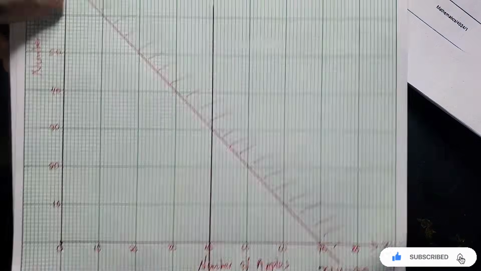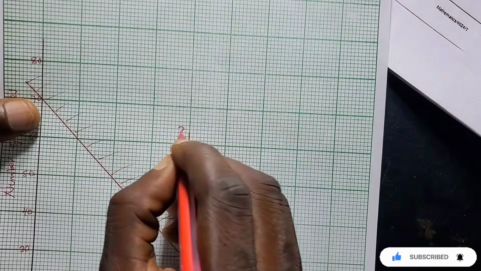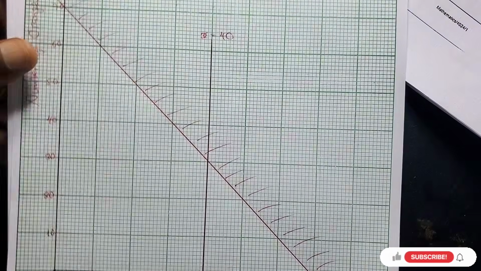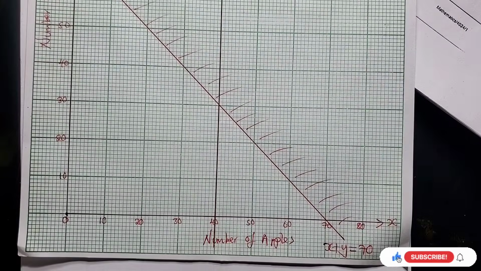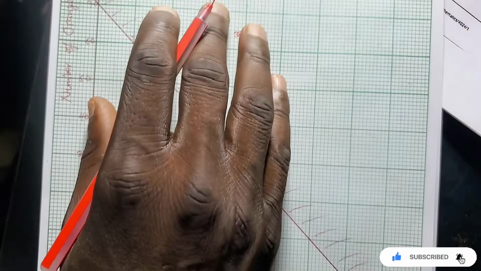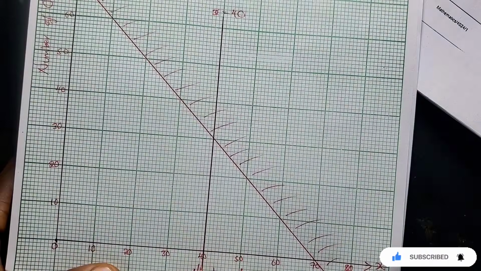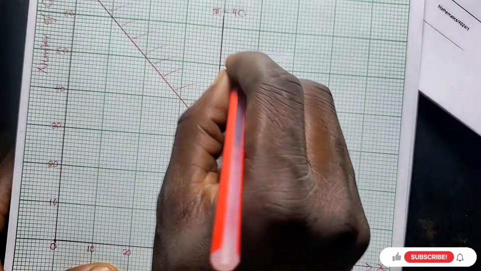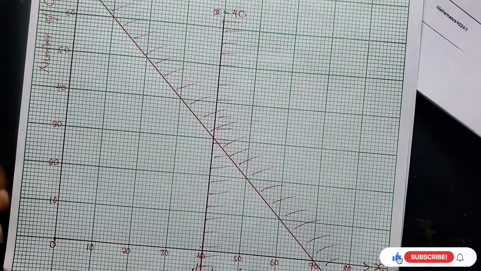Okay. x is 40. And then you're going to indicate that this is x equals to 40. Then the shading, since this is saying less than or equal to, we're going to shade on the greater than part, which is this side. Okay, this side.